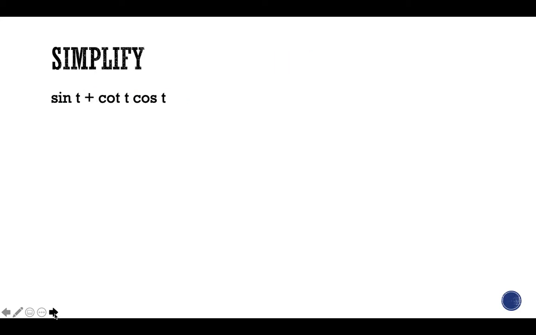So here's our next example problem. We're going to take the sine of t. T is just theta, it's a variable.